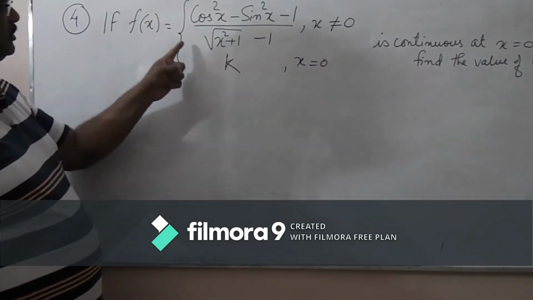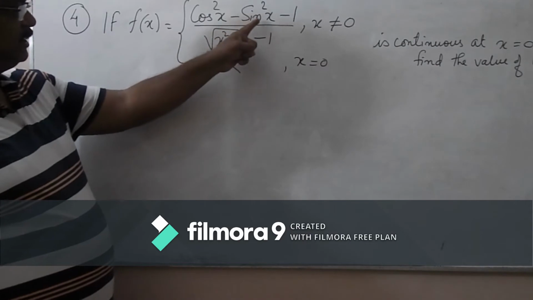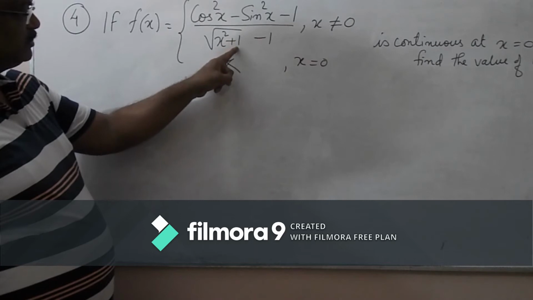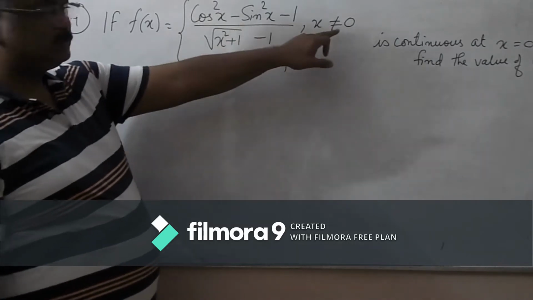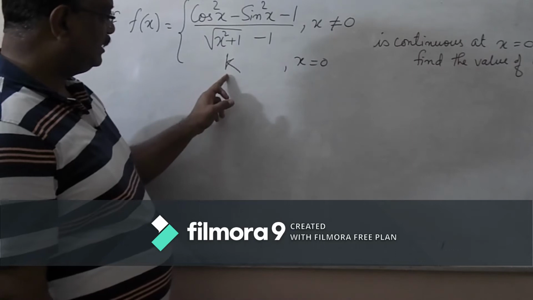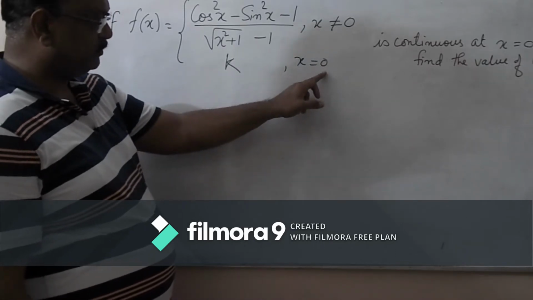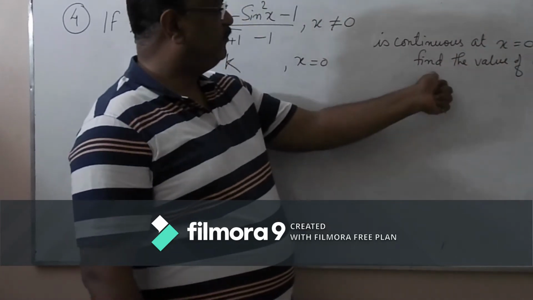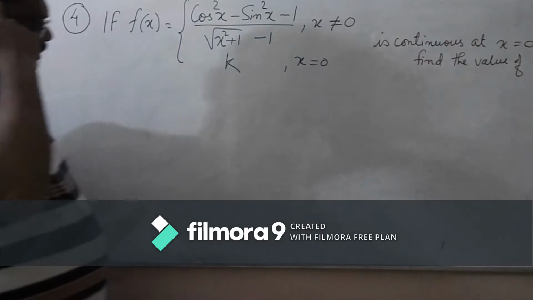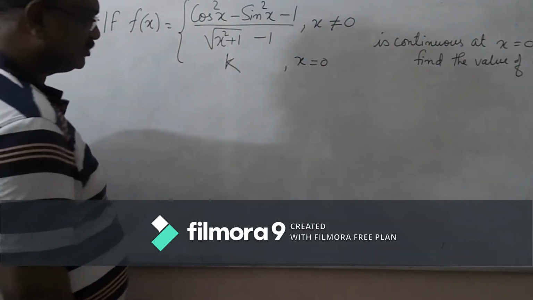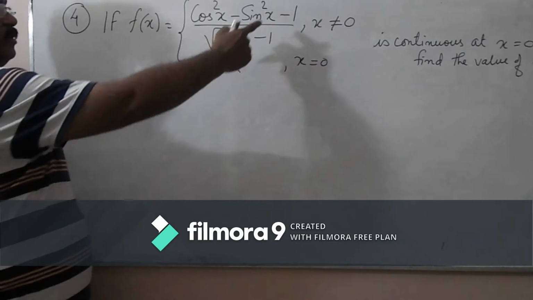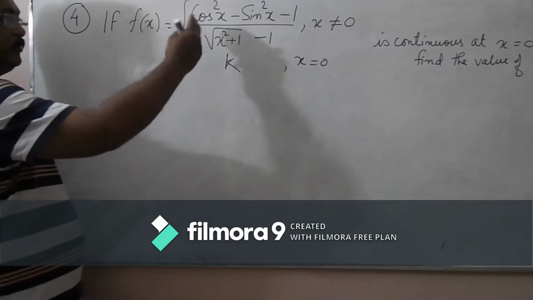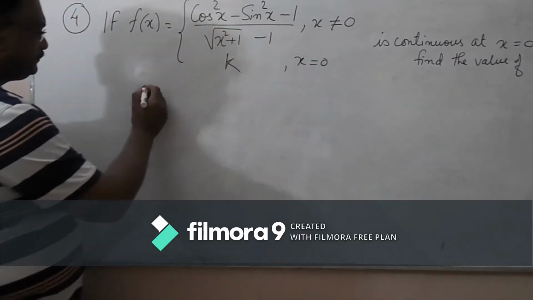If f(x) is equal to (cos²x − sin²x − 1) upon (√(x² + 1) − 1) when x is not equal to 0, and k when x is equal to 0. This function is continuous at x equal to 0 and we have to find the value of k when this condition is satisfied. So students, first of all we have to see this function when x is not equal to 0. What can we do with the terms given over here?